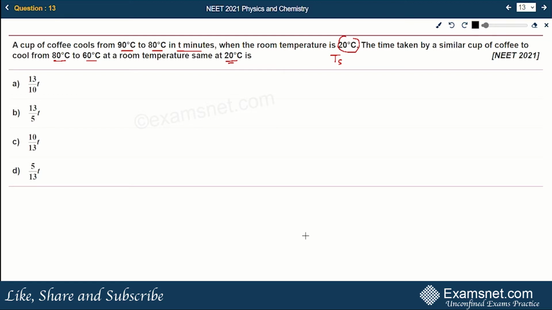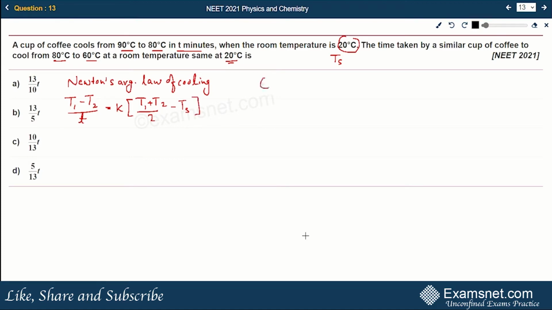So here we simply have to use a law known as Newton's law of cooling. If you know this law, then you can easily solve this question. According to Newton's law of cooling, T1 minus T2, that means initial temperature minus final temperature, divided by time, is equal to a constant K times the bracket T1 plus T2 divided by 2 minus Ts, that is the temperature of the surrounding. So here we have two conditions.